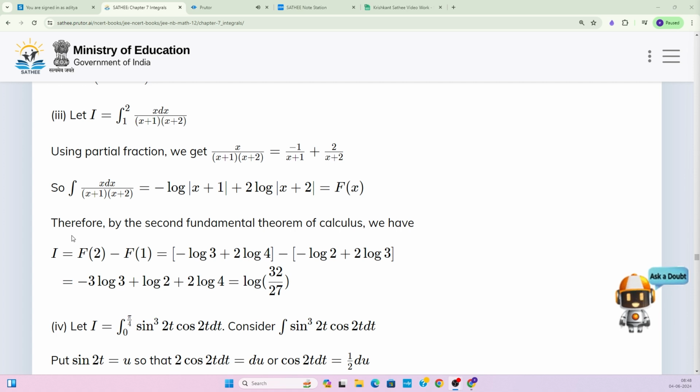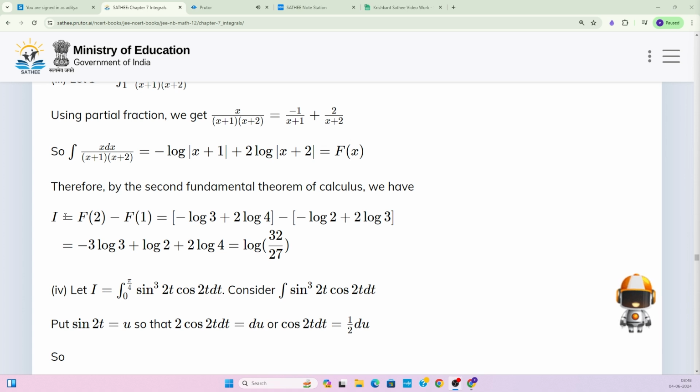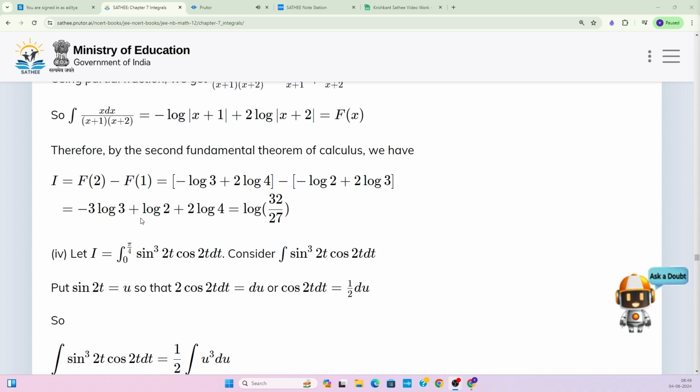Now by using the second fundamental theorem, what you can get is very simple, F(2) minus F(1). So F(2) means minus log 3 plus 2 log 4, and minus log 2 plus 2 log 3. This means what? Now minus 3 log 3 plus log 2 plus 2 log 4. Using the log properties, you can easily get log of 32 by 27. So this will be your answer for this definite integration.